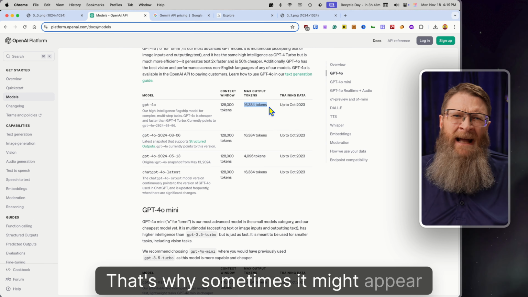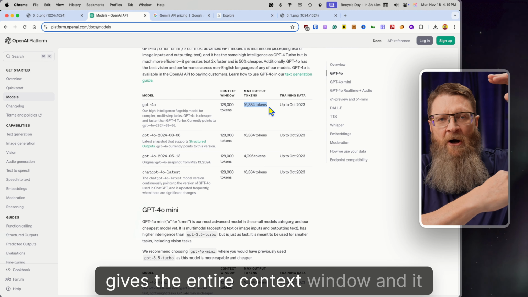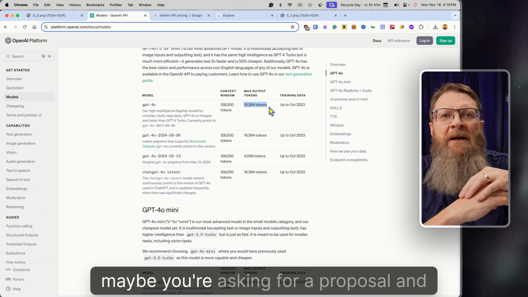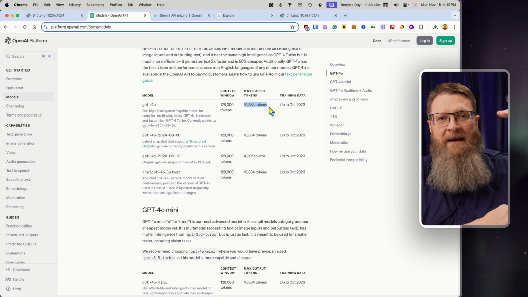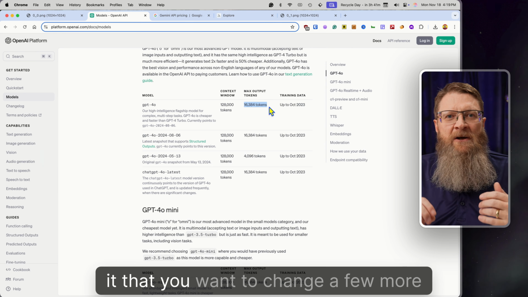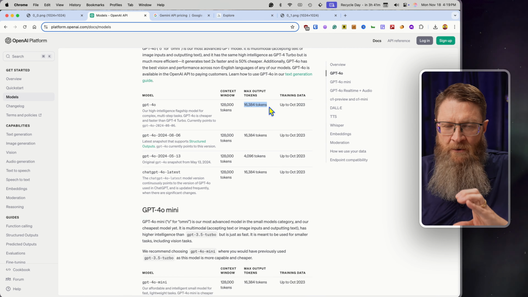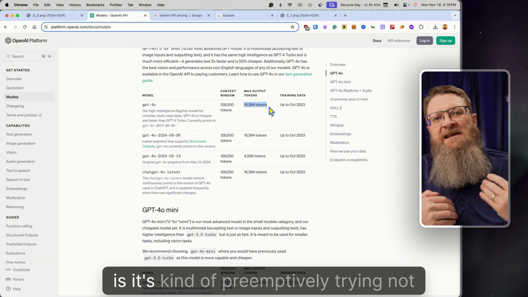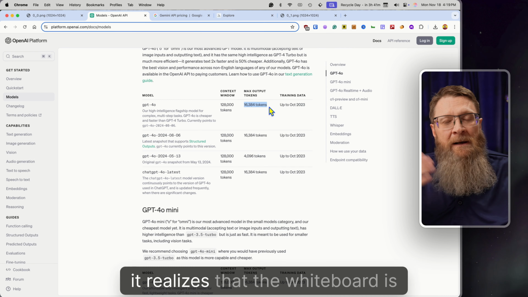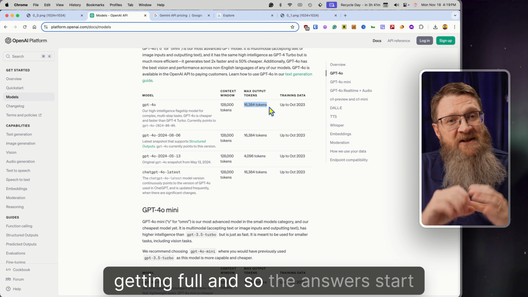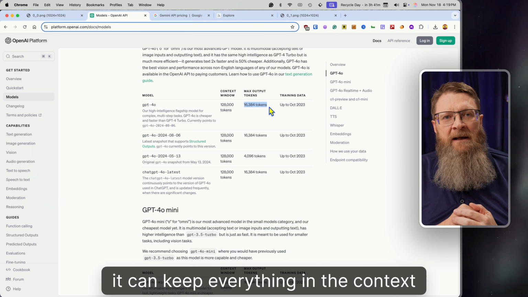That's why sometimes it might appear that GPT gets stupid. Maybe you're asking for a proposal and it gives you 10 pages of the proposal, and the second time it gives you 10 pages of the proposal, and then you tell it that you want to change a few more things, and now all of a sudden it's only giving you a paragraph or two in its response. The reason is it's preemptively trying not to lose the beginning of that context window. It realizes that the whiteboard is getting full, and so the answers start getting shorter and more terse so that it can keep everything in the context window.